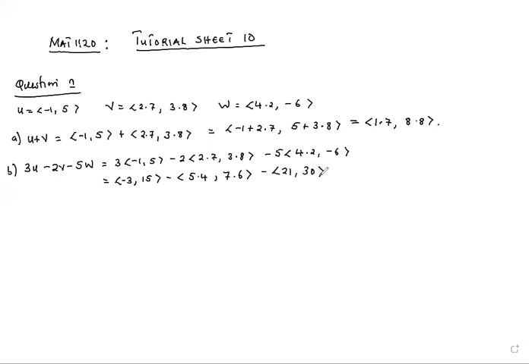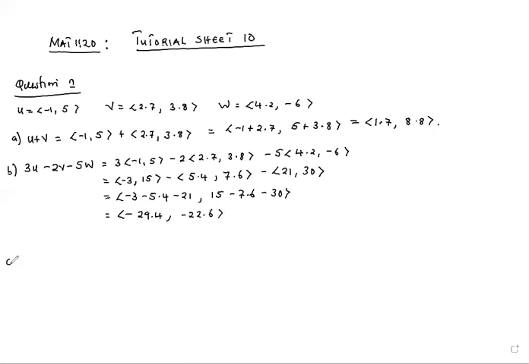This is equal to (-3 minus 5.4 minus 21, 15 minus 7.6 minus 30), giving us -3 minus 5.4 minus 21, that is -29.4, and then 15 minus 7.6 minus 30, -22.6.